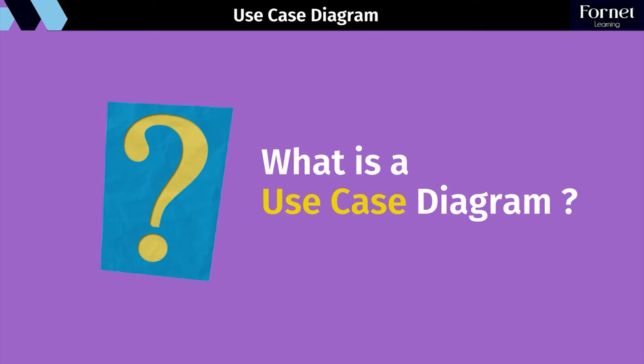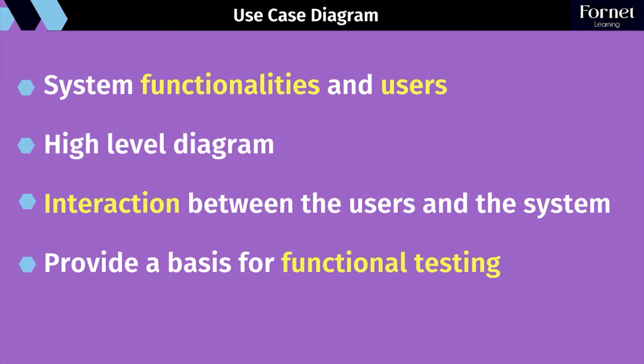So let's see now what is a use case diagram. The use case diagram helps to explain how the system should behave by defining the users and the main services offered by the system. It's in fact a high-level diagram that represents the interaction between users and the system. And once your app is developed, use case diagram provides a very simple way for testing system functionalities.